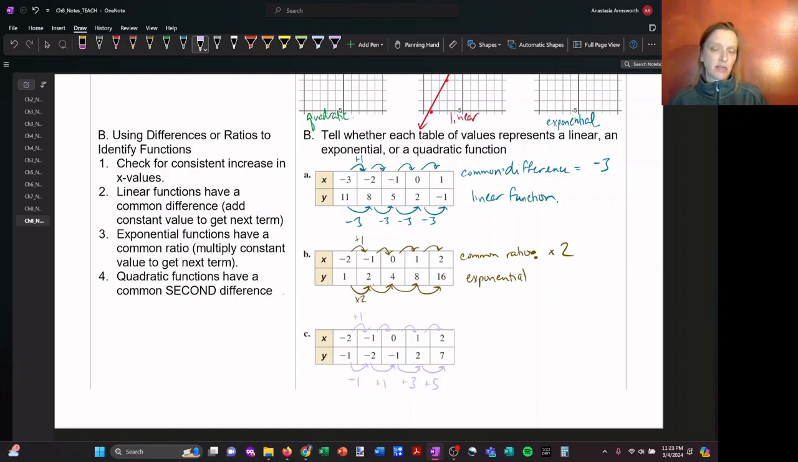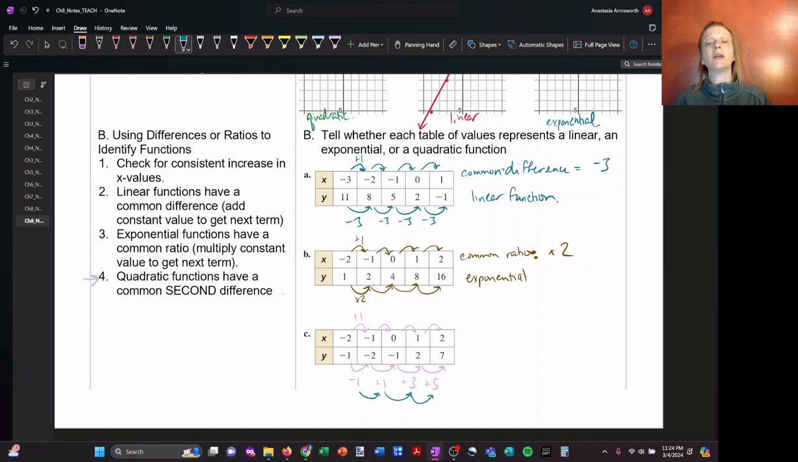There doesn't seem to be a consistent pattern here, but the trick with quadratic functions is that they don't have a common difference, but they have a common second difference. So what you need to do is check to see if there's a common difference. And then you take that one step further and, if there isn't a common difference, you check to see if there's a common second difference.